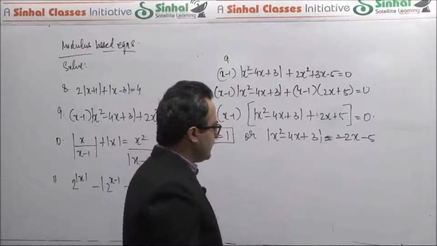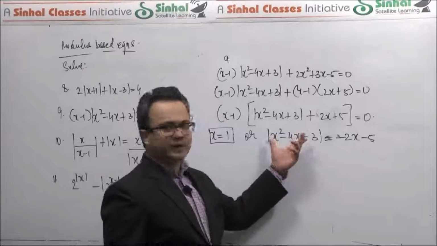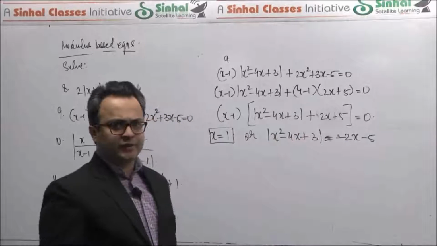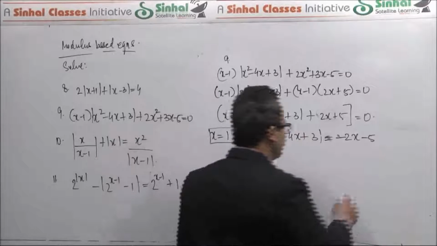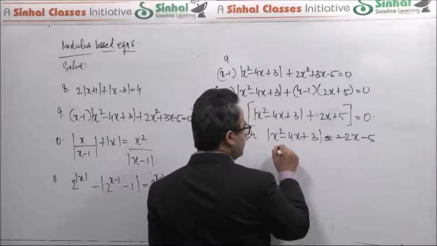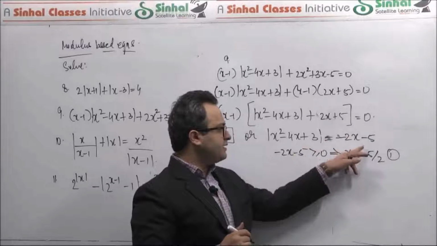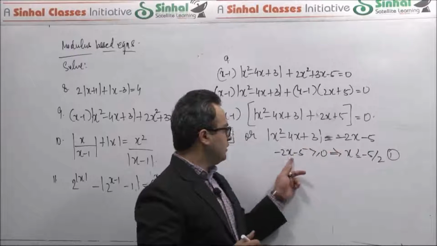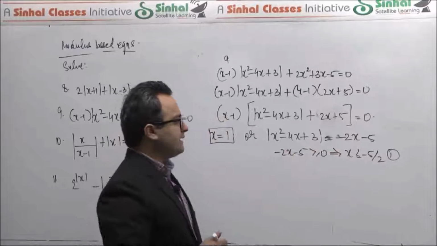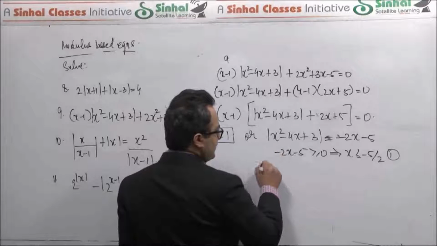Right? Again, we can either take two cases depending on whether this expression is greater than or equal to 0 or less than 0. Another thing that we could do again over here is that observe that for this equation to have a possible solution, the RHS should be greater than or equal to 0, which itself will tell us that x has to be less than or equal to minus 5 by 2.